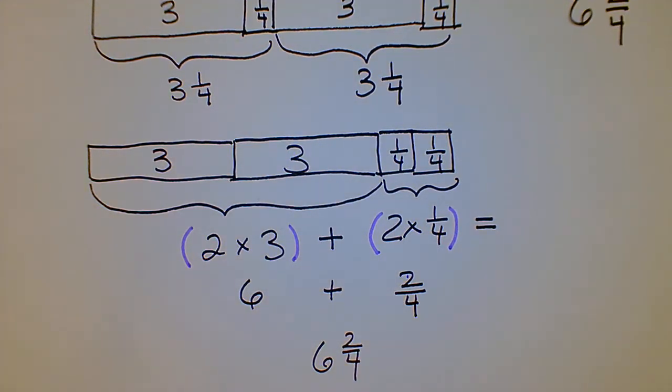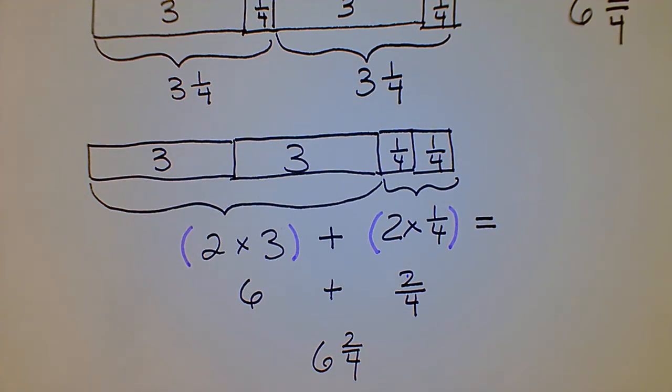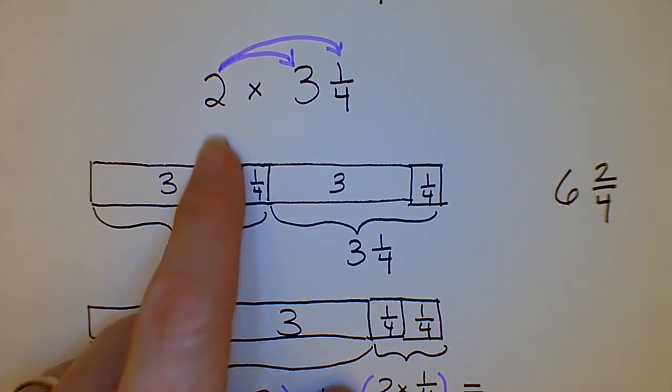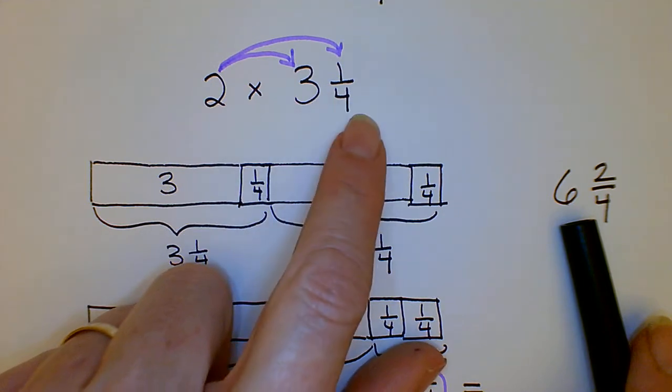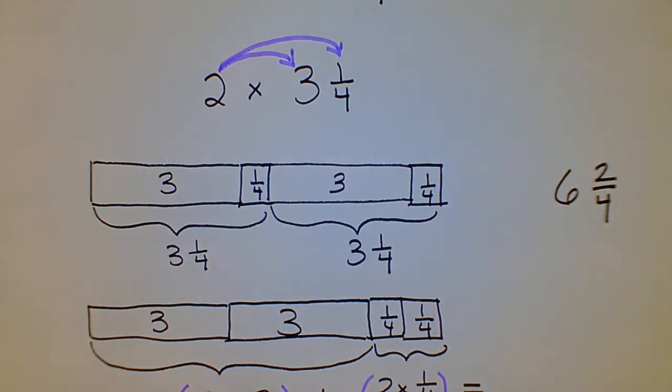For the next problem, I'm going to again work it through the same sort of way. But if you're feeling really comfortable, again, you can just start saying, well, I have 2 times 3, which is 6, and you could jot that down. And then I have 2 times 1/4, which is 2/4. Again, if you're feeling really comfortable, you can go ahead and do that. So let's do another problem in a similar way to this one before we start moving into other problems.